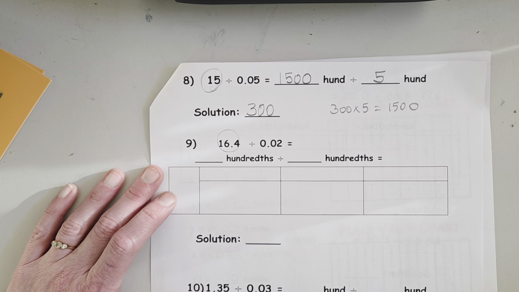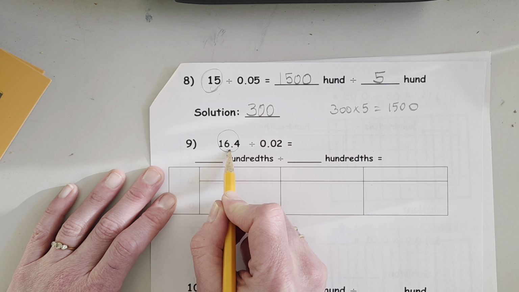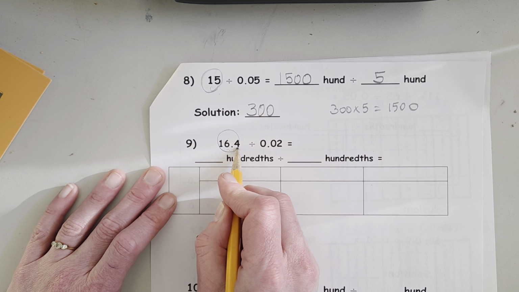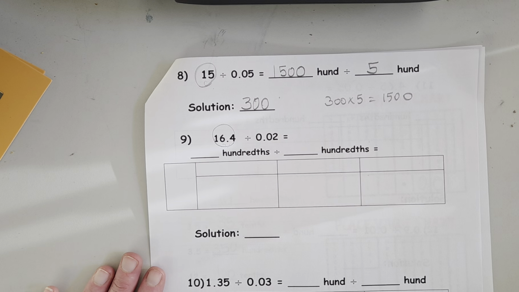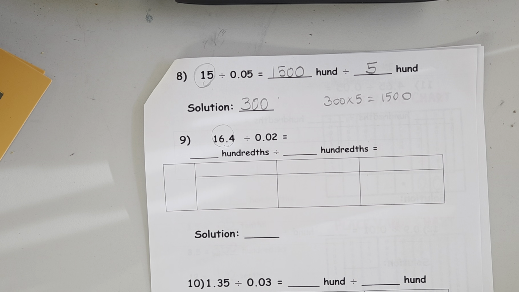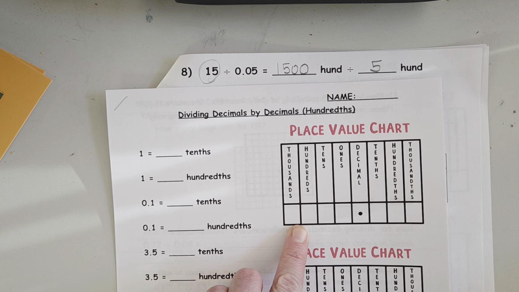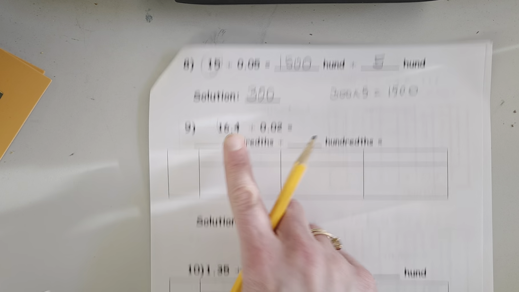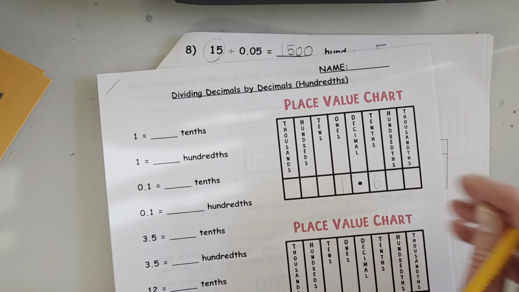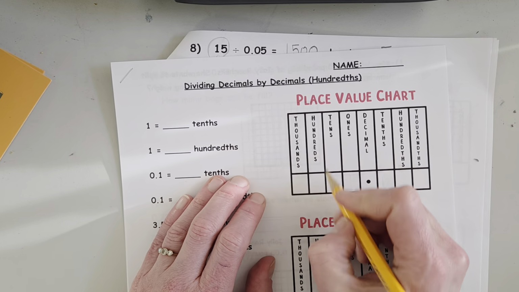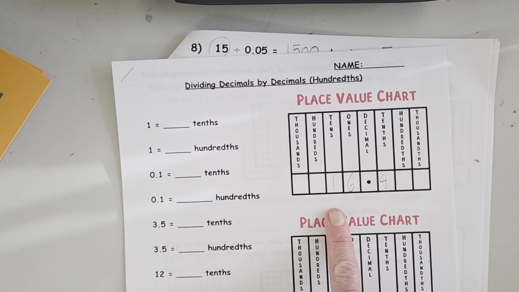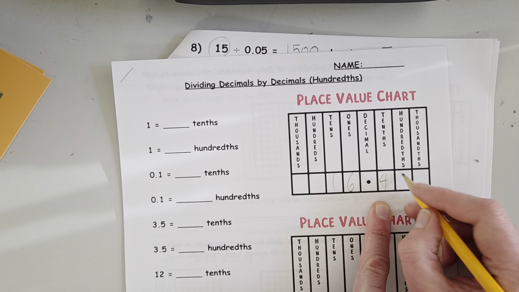Okay, this one. Are we in the hundredths? No, we are not. We're in the tenths. So let's use that place value chart in the front of your packet. I'm going to show you guys because I'm not convinced that you're looking back as you're doing this with me. Here's our place value chart that we would use. 16.4. How many hundredths is that? We need to go to the hundredths.